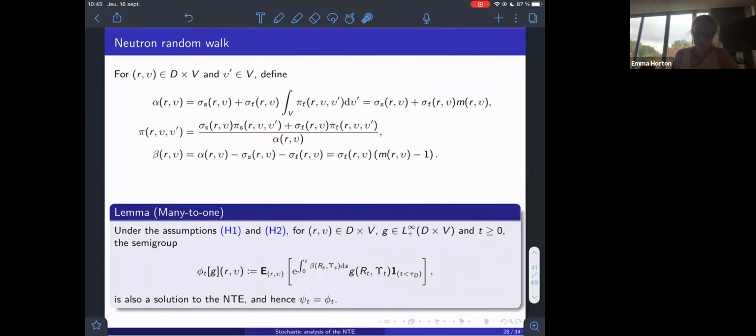But for these definitions of alpha, pi, and beta, we can show that the linear semigroup phi t of the neutron random walk is also a solution to the neutron transport equation. And so the average behavior of the branching process is the same as the average behavior of this weighted particle.